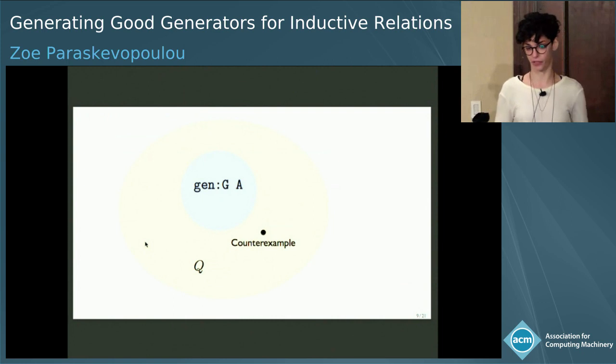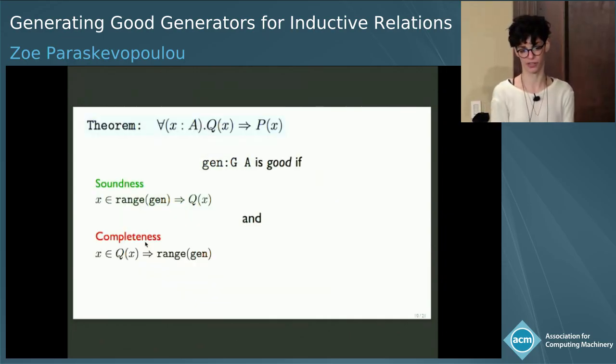Imagine the situation where the output of the generator is a very, very small portion of the elements that satisfy Q. It could be that counterexamples lie outside the range of the generator. So to claim that the generator is good for a conjecture of this form, we need two properties. First, we need the generator to be sound, meaning that for every element in the range of the generator, Q must be true. And in addition, we need the generator to be complete in the sense that every element that satisfies Q should be in the range of the generator.